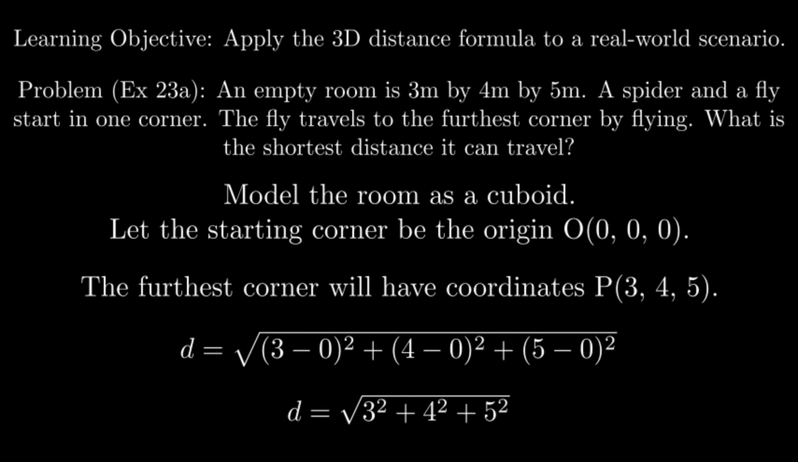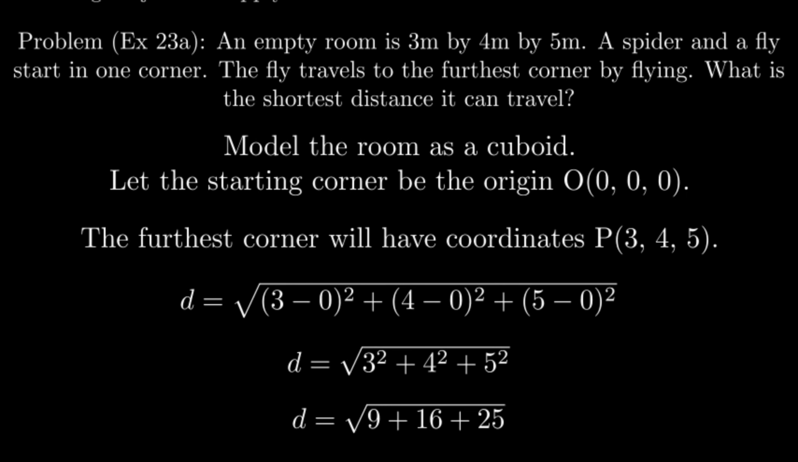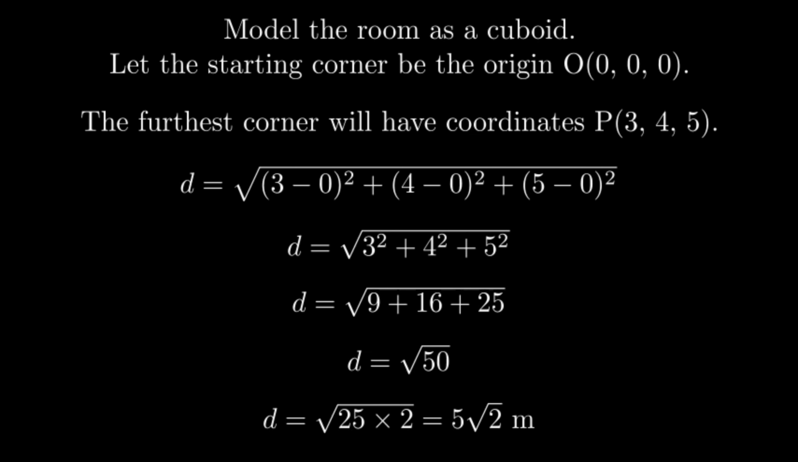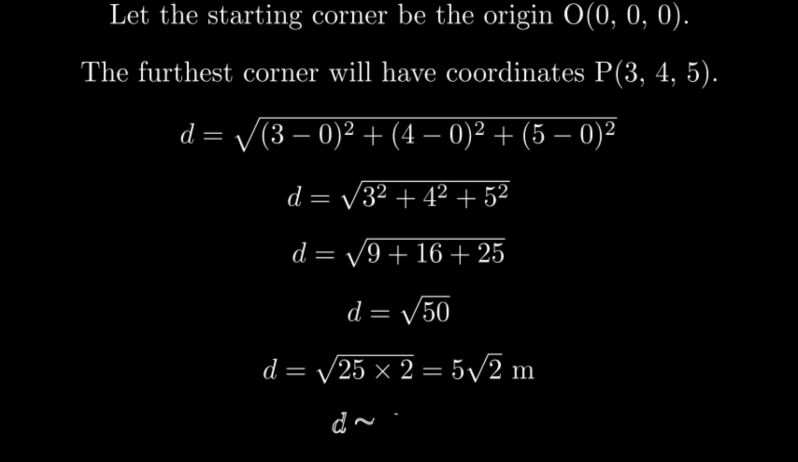This simplifies to the square root of 3 squared plus 4 squared plus 5 squared. Calculating the squares gives us the square root of 9 plus 16 plus 25. Adding the numbers under the radical, we get the square root of 50. This is the exact distance in meters. We can simplify this radical. Since 50 is 25 times 2, we can write this as 5 times the square root of 2 meters. As a decimal, this is approximately 7.07 meters. This is the shortest path the fly can take. This problem is a perfect physical representation of the distance formula we proved at the very beginning of the lecture.